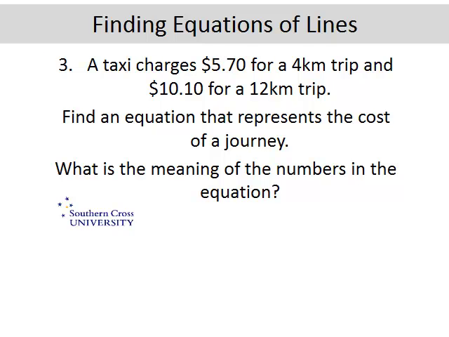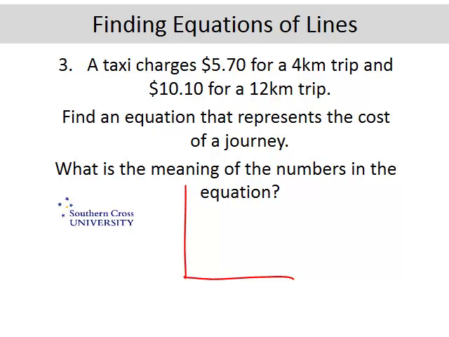In the last question here, we've been given a scenario rather than a graph or 2 points. But we do have information here to generate 2 points, but we need to think about it first. We know that a 4-kilometre trip is $5.70 and a 12-kilometre trip is $10.10. So if we were drawing a graph here, what value would we put on what axis?